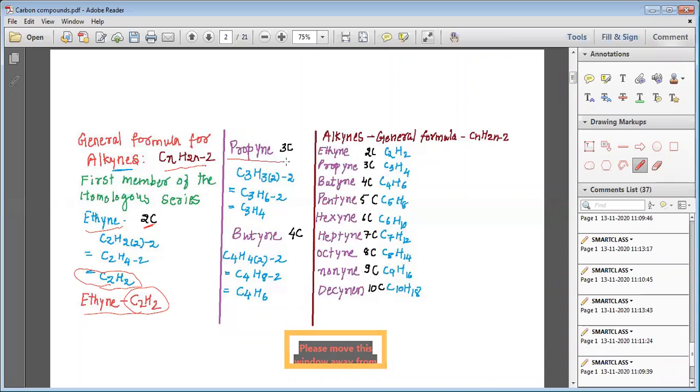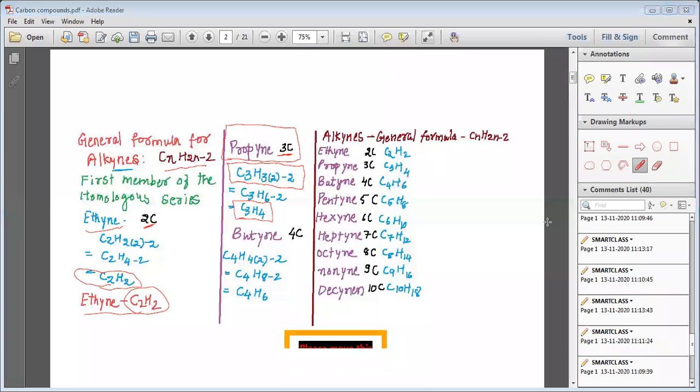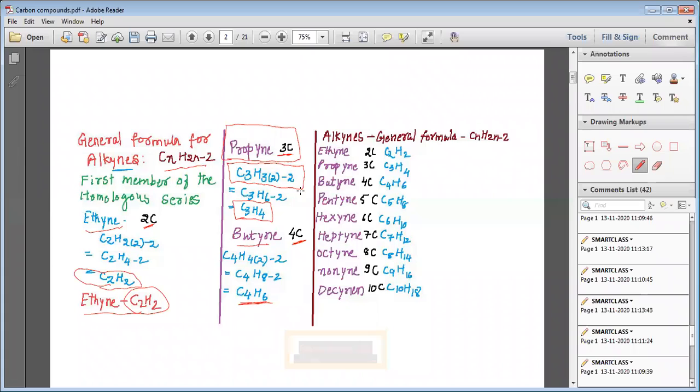Same way, my dear students, for propyne we can take 3 carbons. So for propyne, we can write C3H(3 into 2 minus 2). That is C3H(6 minus 2). That is C3H4. So for propyne, we can write C3H4. For butyne, you know but means 4 carbons. So we can write C4H(4 into 2 minus 2). That is C4H(8 minus 2). That is C4H6. Same way, my dear students, we can write for all alkynes.